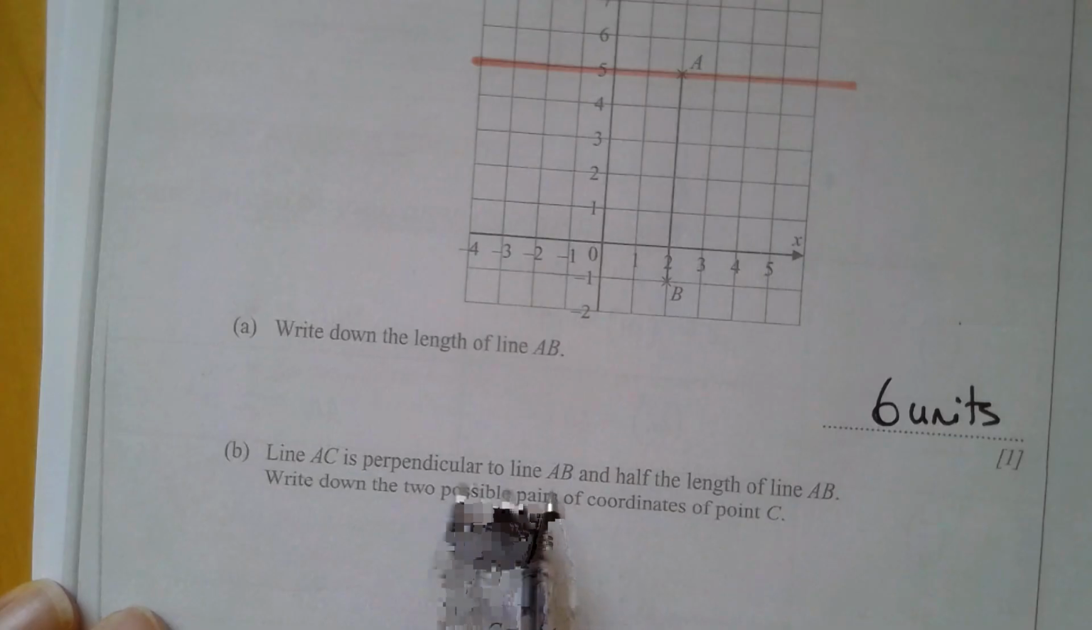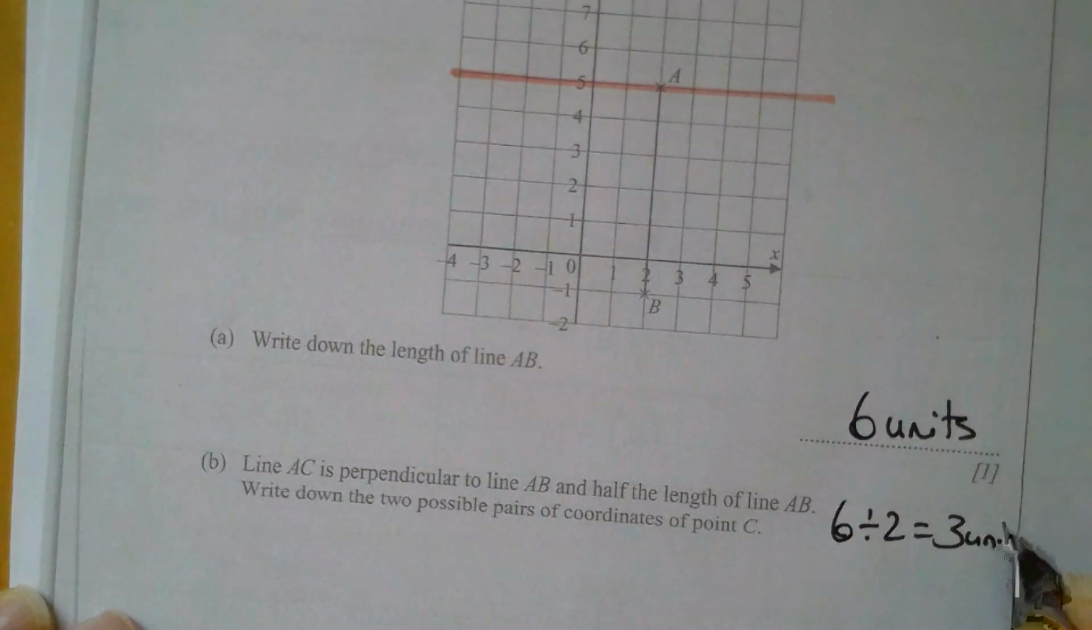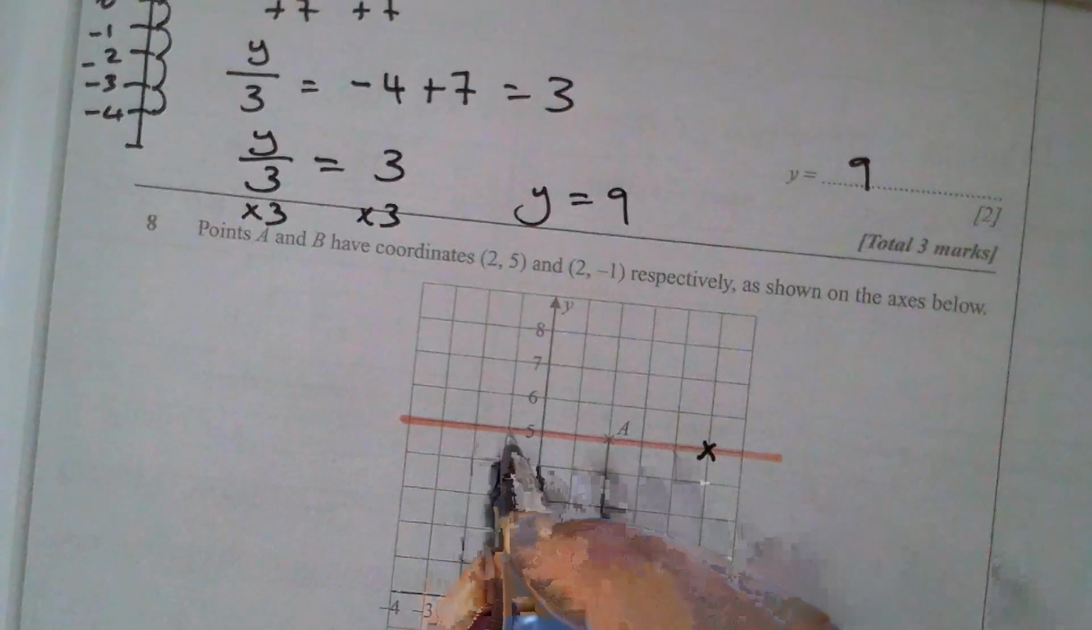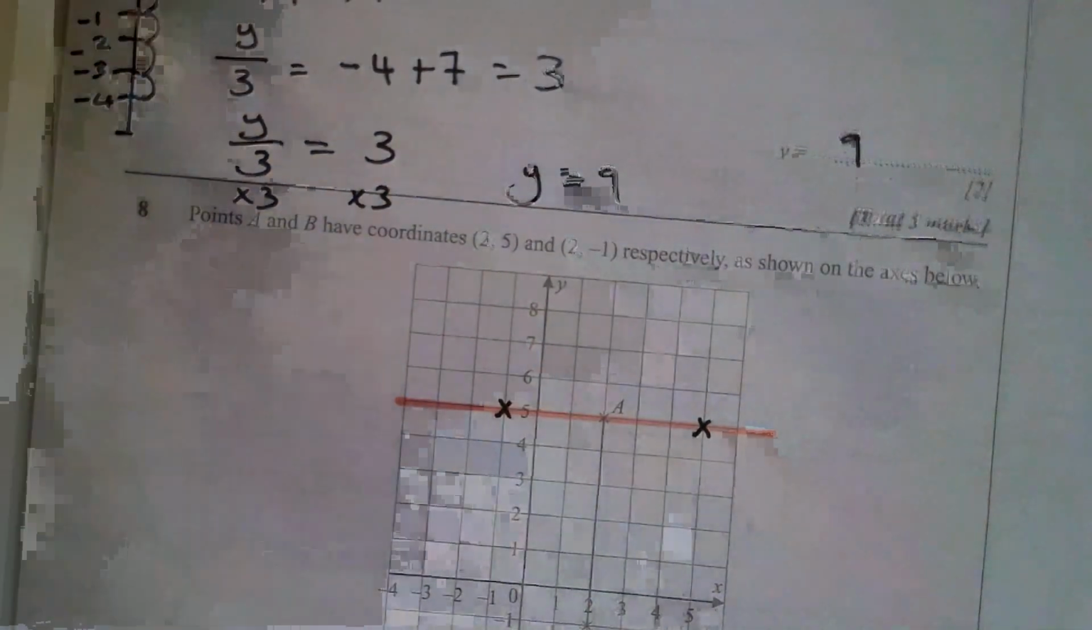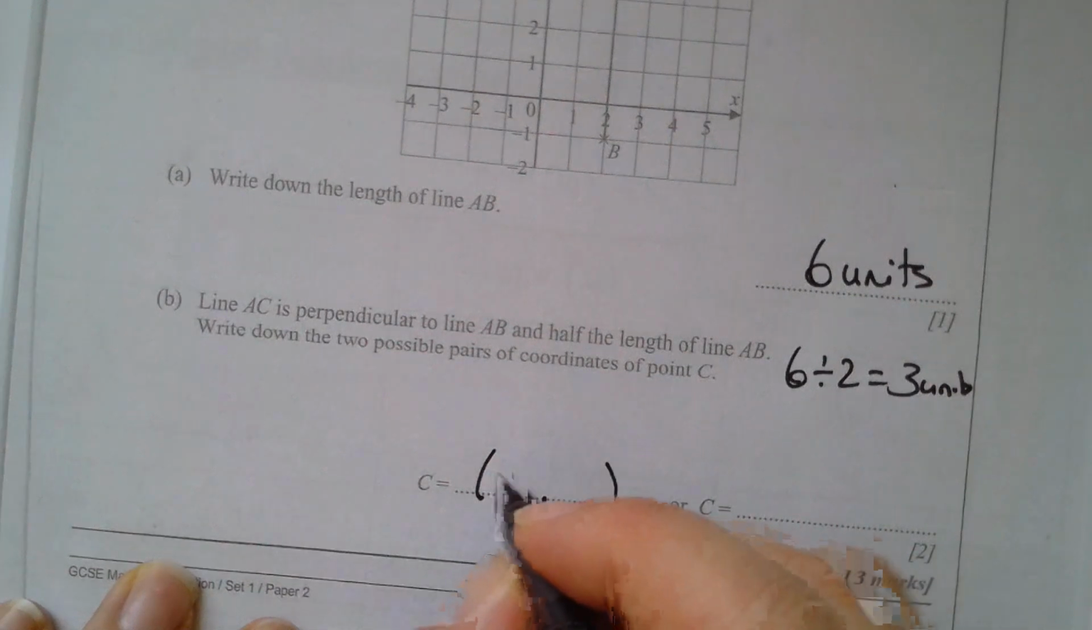Line AC is perpendicular to line AB and half the length of AB. So 6 divided by 2 equals 3 units. So we're going from A, C could be here, or C could be here. What are the coordinates of those 2 points? This one here, now remember coordinates have to have brackets and a comma. If you just put 2 numbers, they are just that, 2 numbers and not a coordinate.